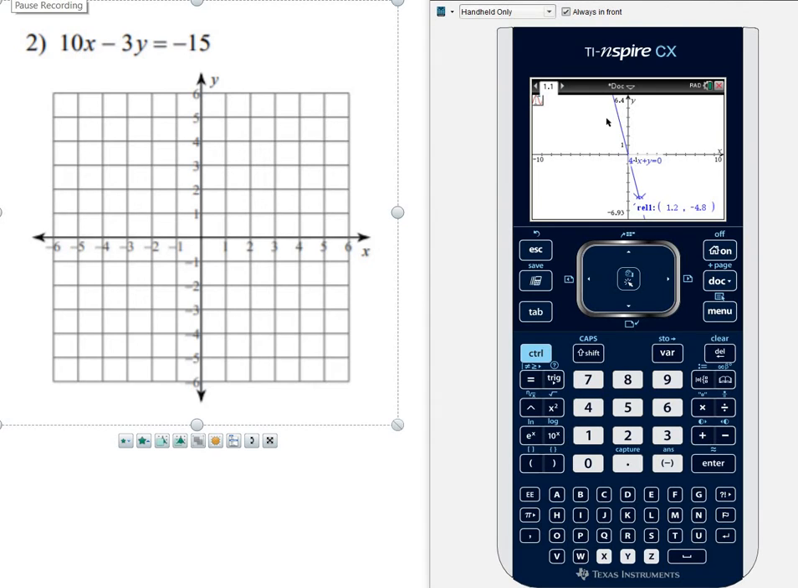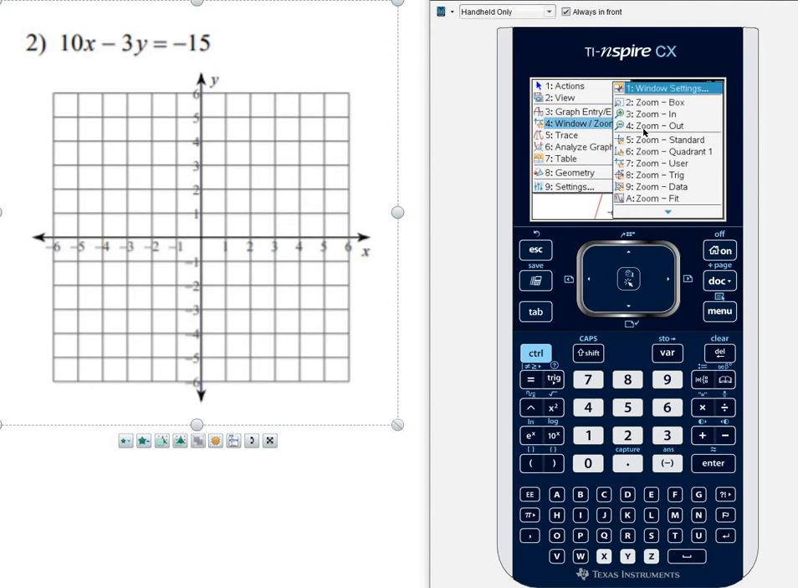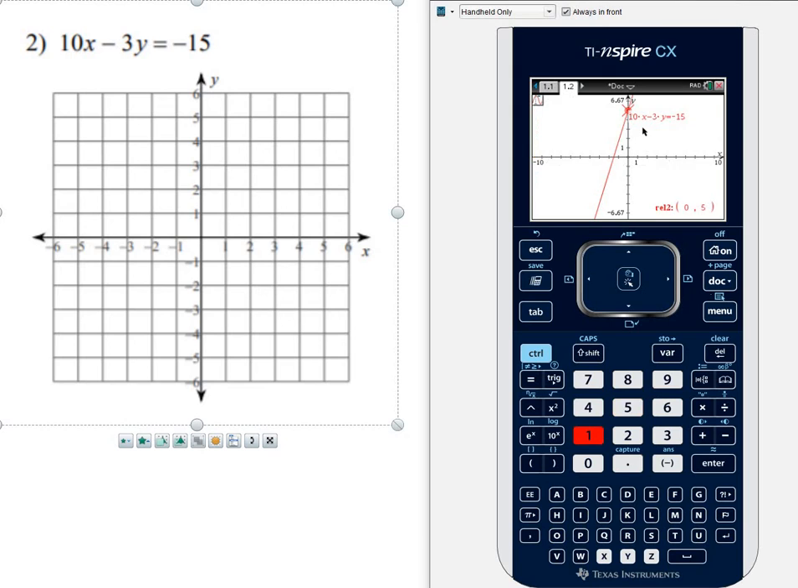So for example, for number 2, we're going to go back to graph. We're going to press tab, delete, and then relation. And I'm just going to type in 10x minus 3y is equal to -15 and graph that. And so I'm going to go ahead and just kind of estimate those x and y intercepts. So menu, trace, graph trace.